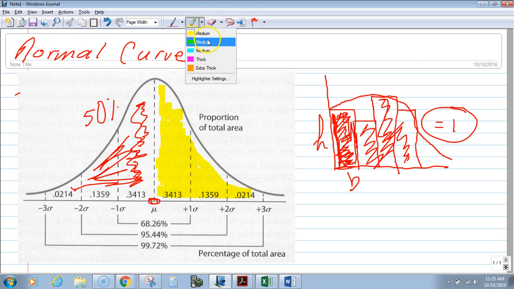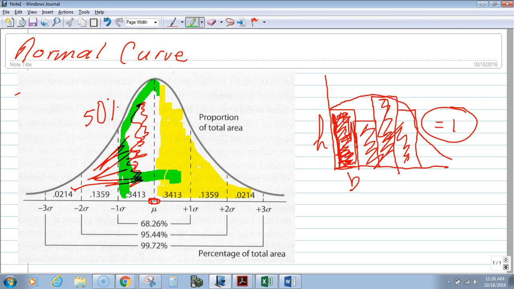But there are some other cool things that we know and that we'll just have to memorize: between one negative standard deviation and one positive standard deviation, all of this here is 68%, and that's always going to be the case. Each of these is a standard deviation. You have the sigma right there, and between negative one and positive one is always going to be 68%, okay.